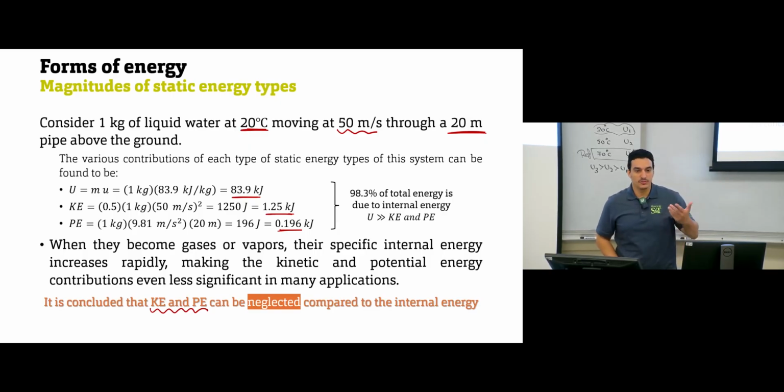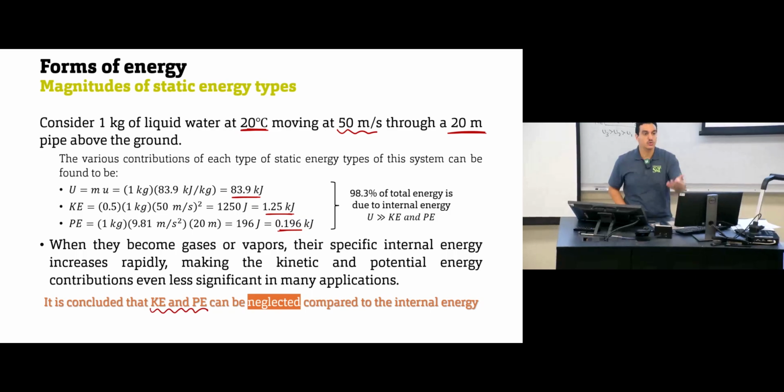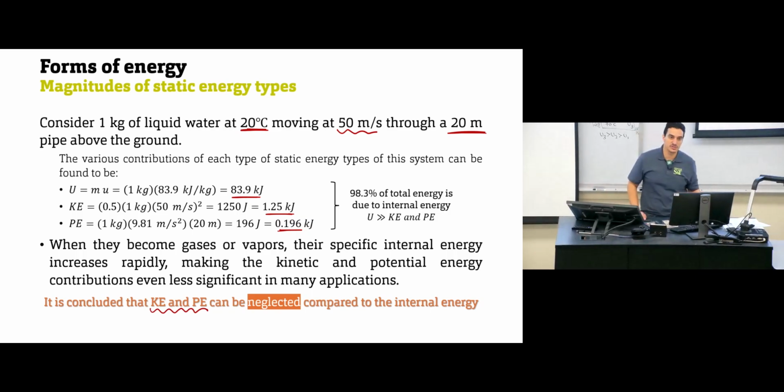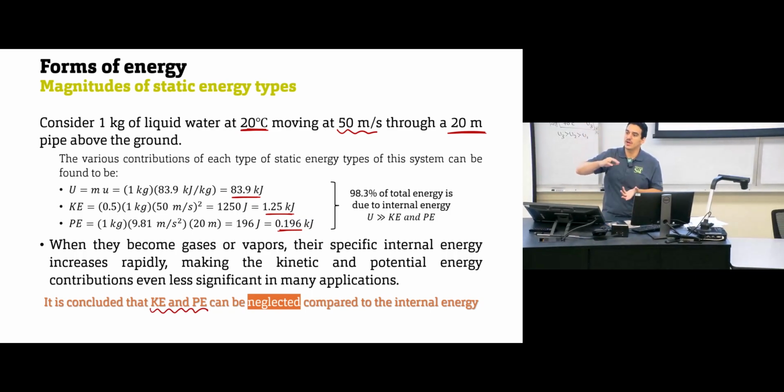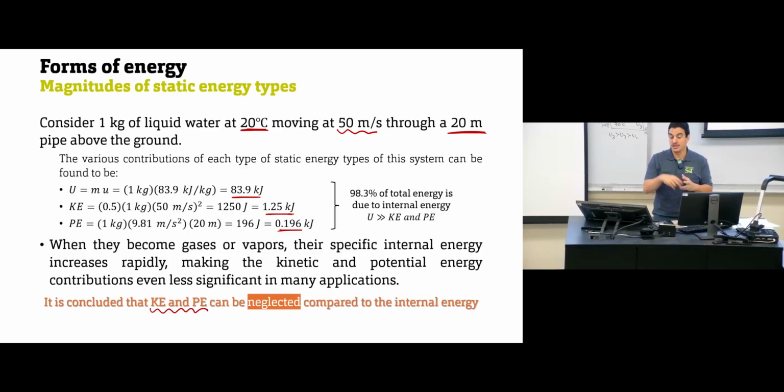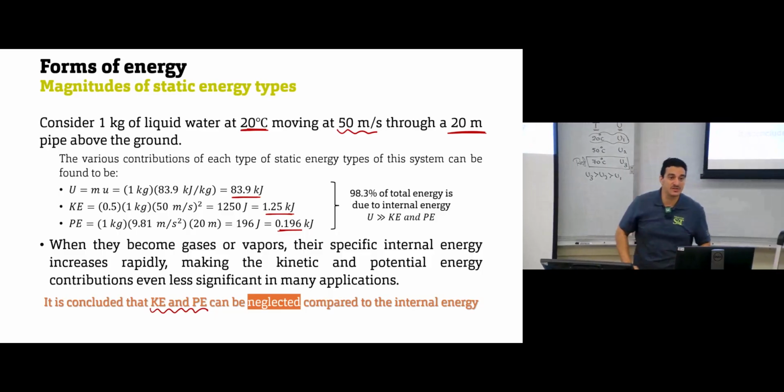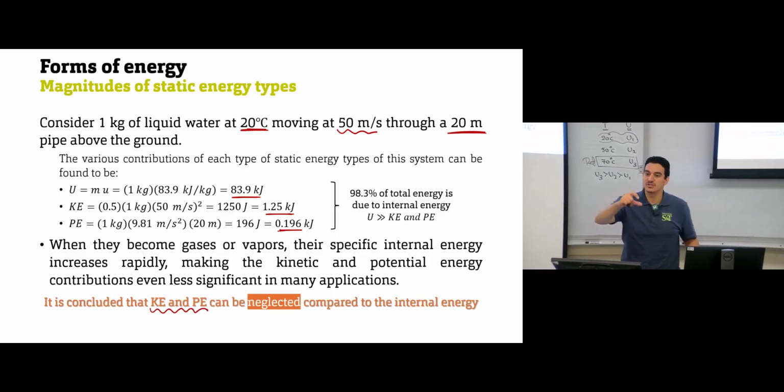Because in the problems, you cannot achieve 50 meters per second. For sure, you will use lower velocities. At the elevation, it doesn't make sense to have a pipe 20 meters above the ground, for example. Always the pipe is 1 meter, 2 meters above the ground. So even if you work at real conditions, the kinetic energy and potential energy will be less than this value, so their contribution is reduced.